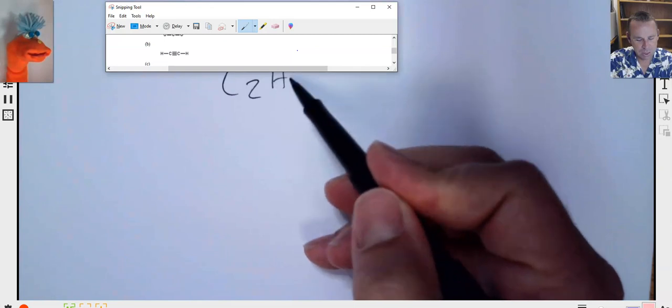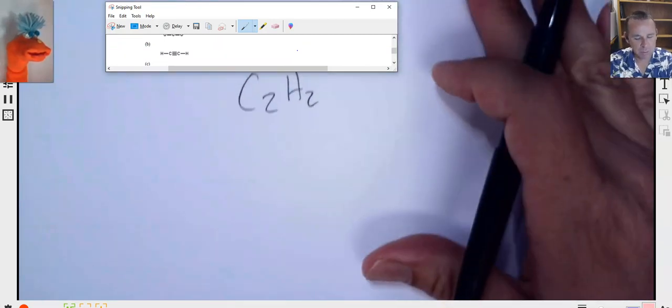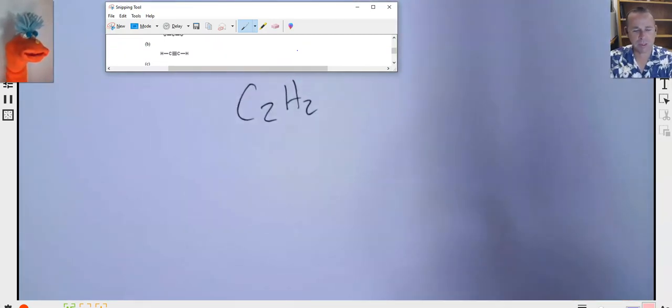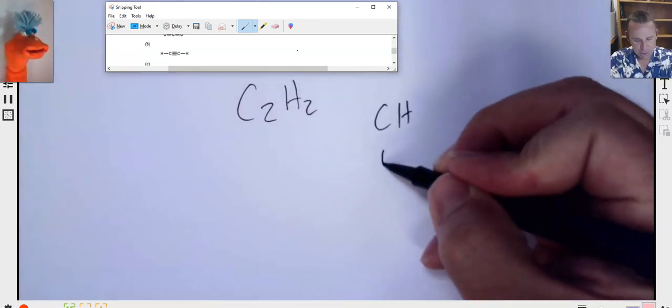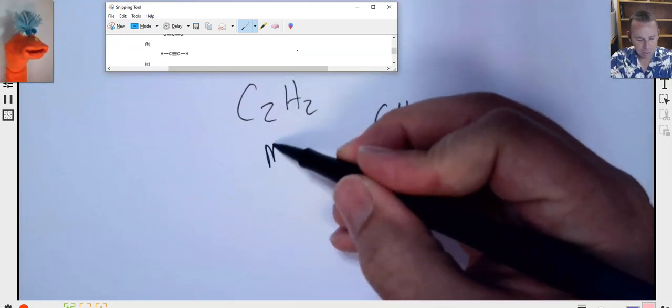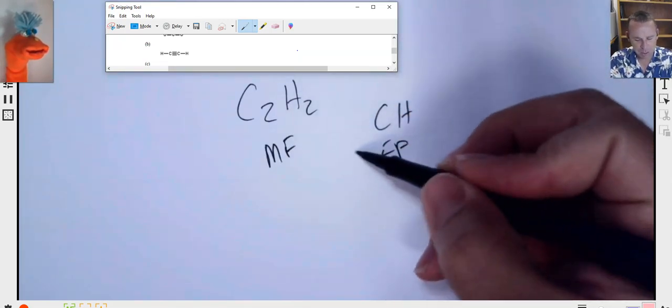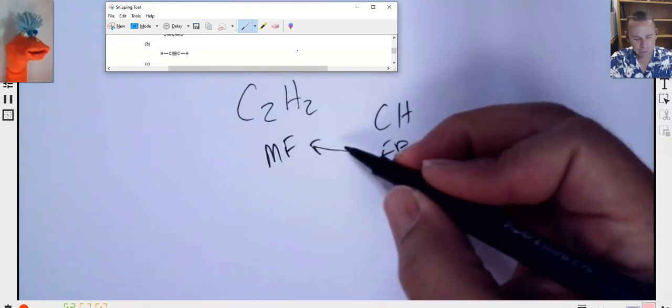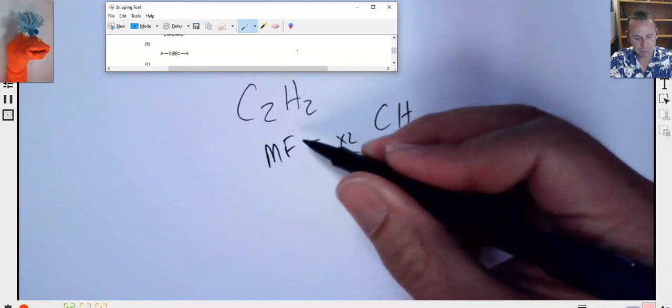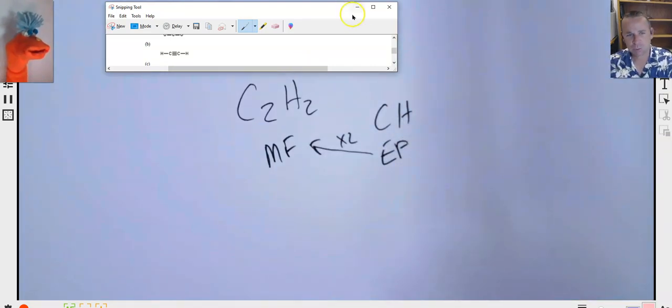C2H2, what do you think? Is that the empirical or the molecular formula, Fred? That must be the molecular formula. That's right, we see what the compound looks like there. What would be the empirical formula? Just the simplest, CH. That's right, CH is the empirical formula here, and C2H2 the molecular formula. What's the multiplier to get from the empirical formula to the molecular formula? It's 2. That's right, you multiply by 2 to get from the empirical formula to the molecular formula. Good.